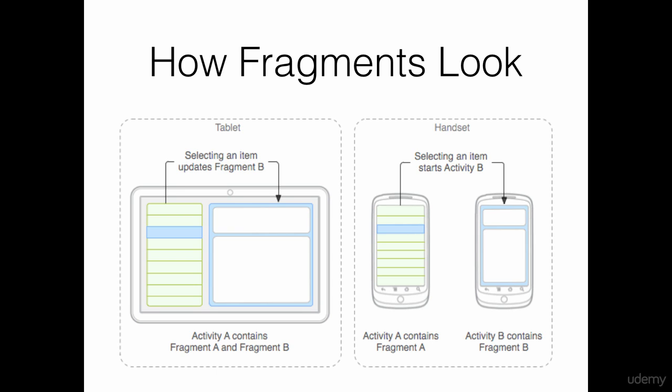In the case of a tablet, activity A contains both fragments, that is fragment A as well as fragment B. The green list view which you are able to see over there is nothing but fragment A, and the white list view on the right hand side of the tablet is nothing but fragment B. In this way, you could split up your activity into multiple different modules, which are called fragments. That's where the name actually comes from. We fragment the entire activity into multiple parts.